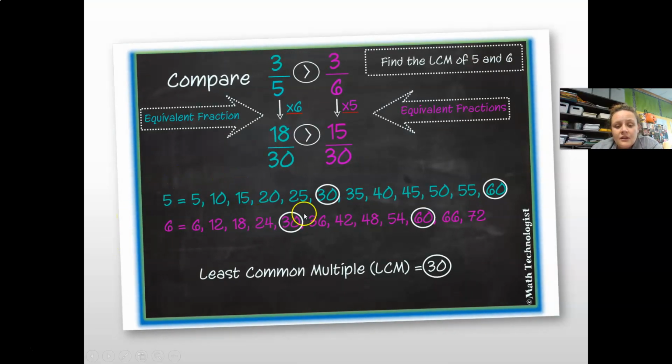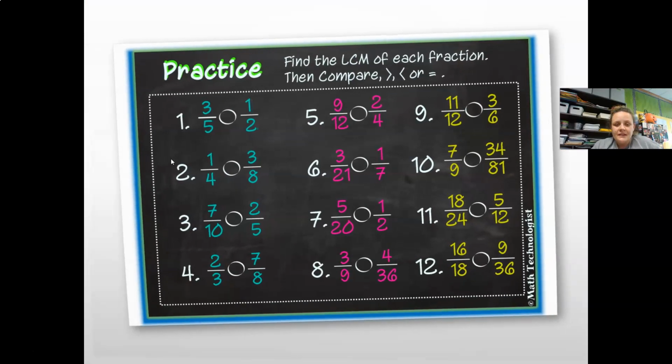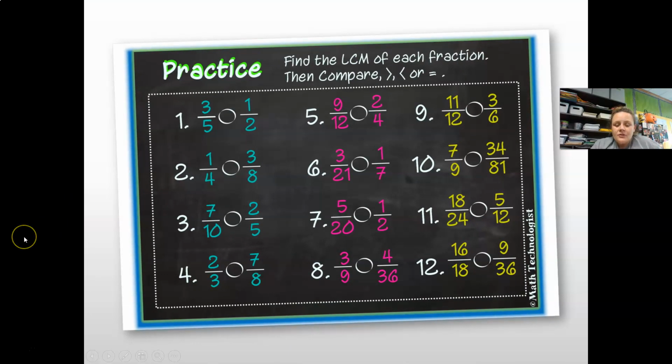Okay, so here the least common multiple is 30, so we're getting them both into 30ths. We had to do the 5ths times 6 and the 6ths times 5, and 18/30ths is larger than 15/30ths. Okay, why don't you go ahead and take a moment and pause your video and give some of these a shot.